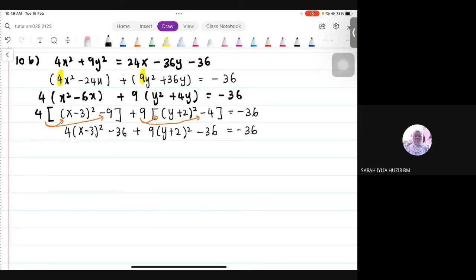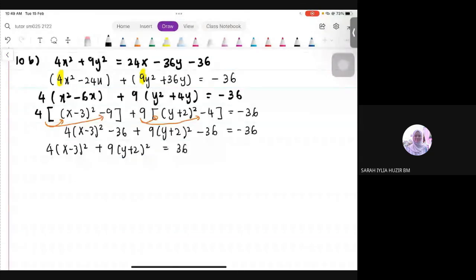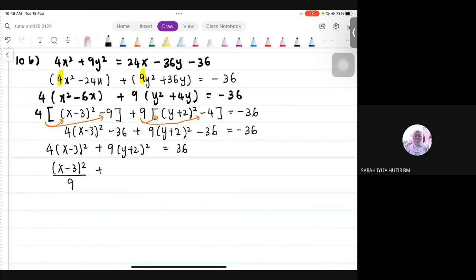Lepas tu, all constant, pindahkan bahagian kanan semula. So, we have 4(x minus 3) squared plus 9(y plus 2) squared equal to 36. Last step, jangan lupa right side must be 1. So, kita kena divide everything by 36. So, we would get (x minus 3) squared over 9 sebab saya bahagi 36, plus (y plus 2) squared over 4 equal to 1.